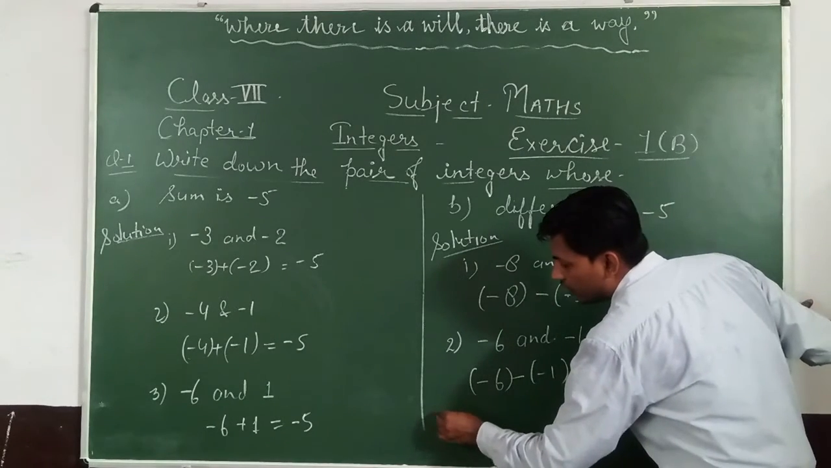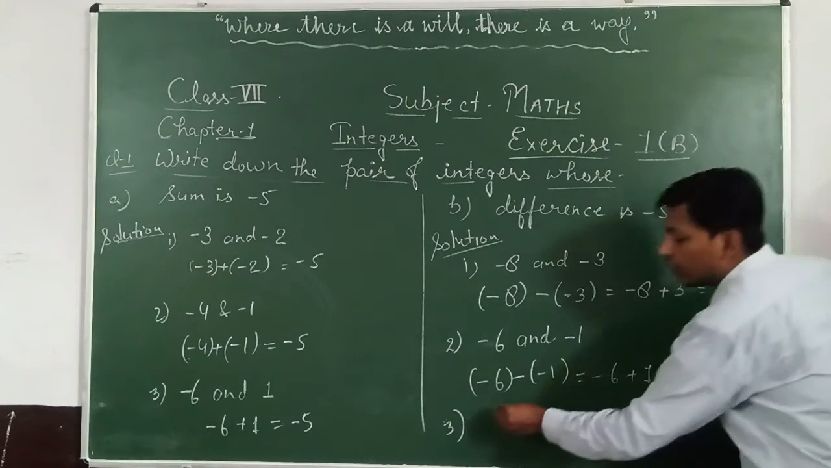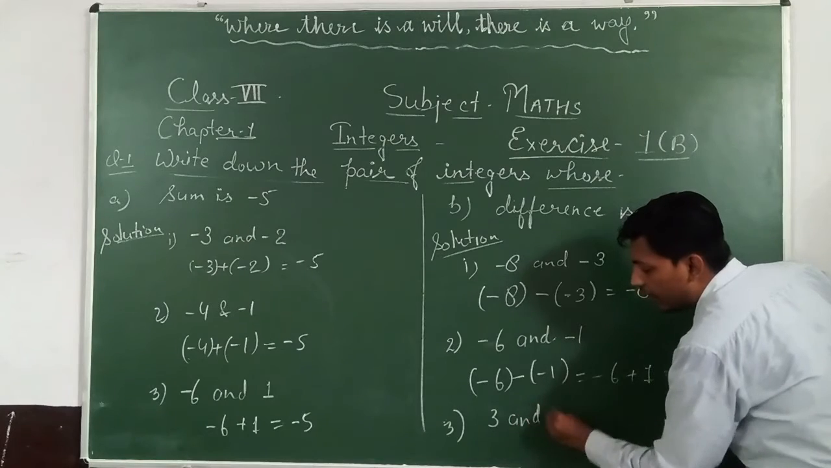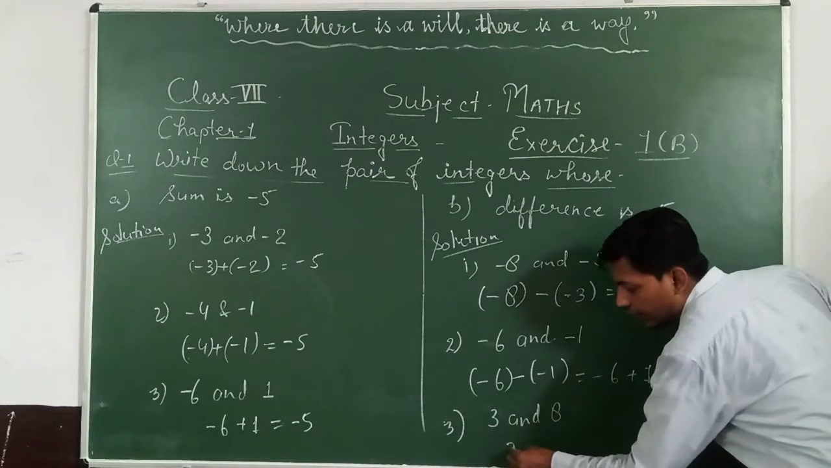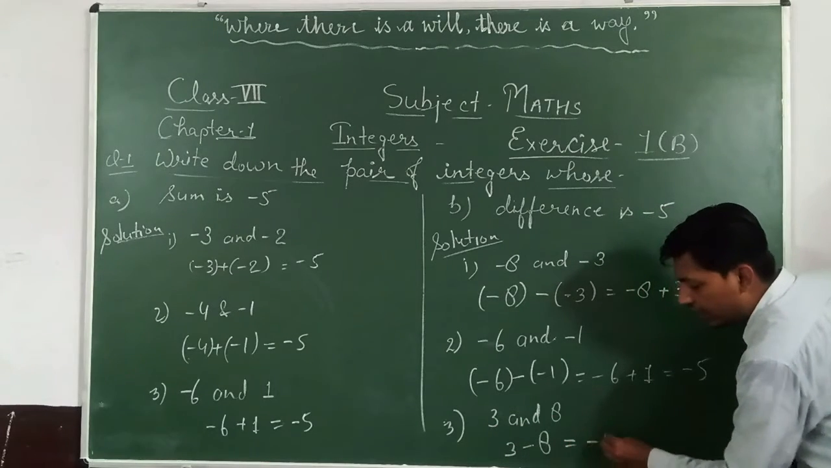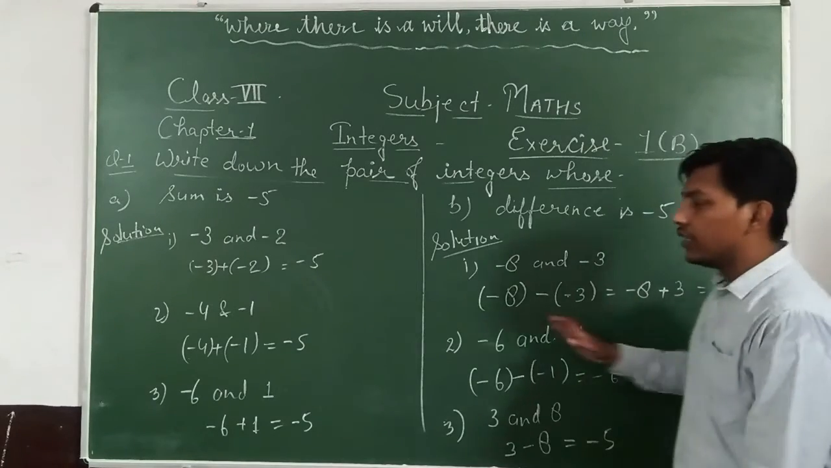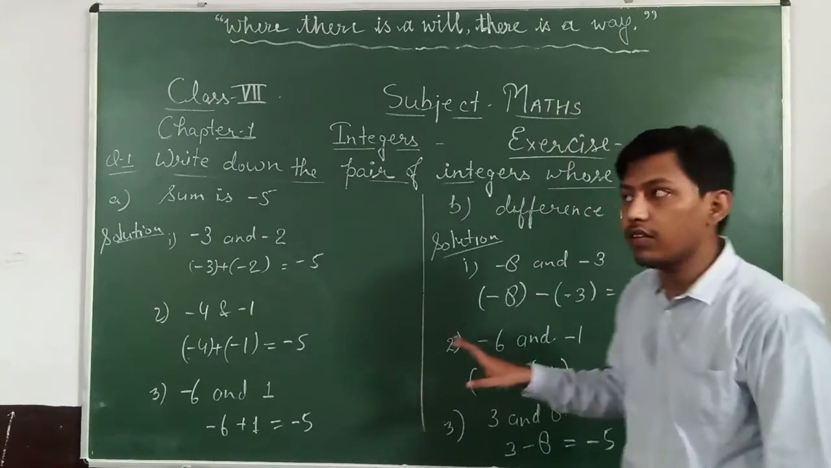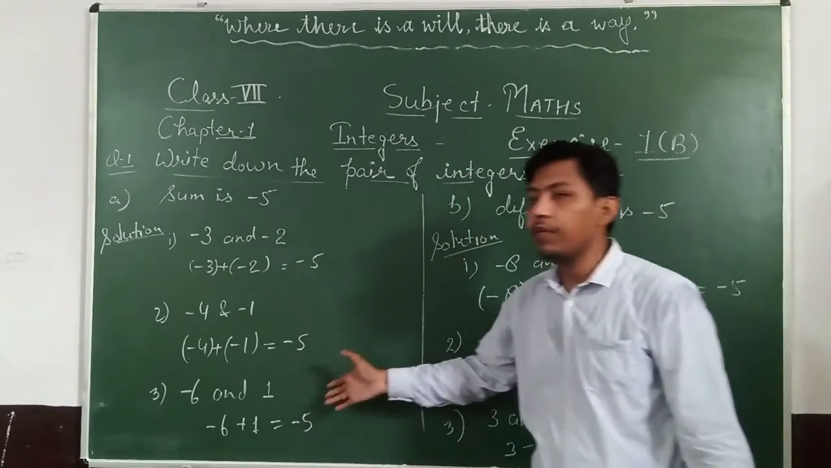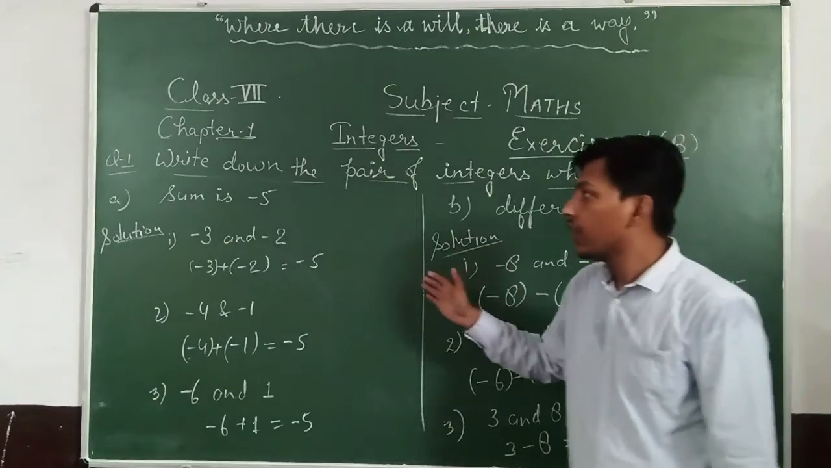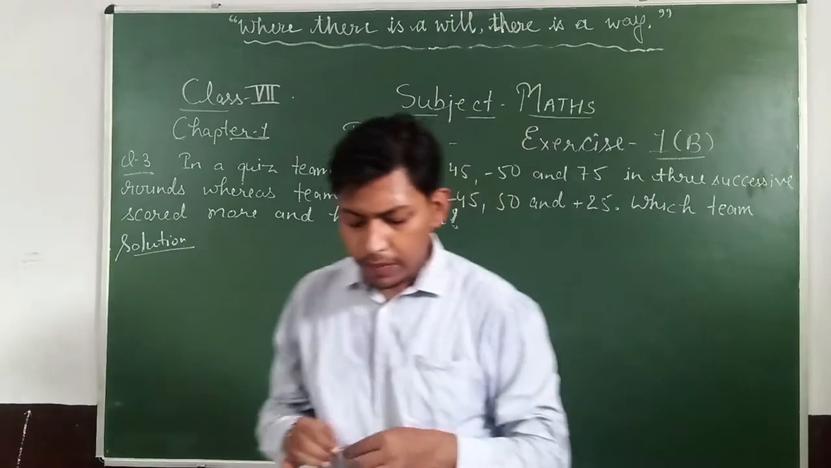Again, third, 3 and 8. When we subtract 8 from 3, that means 3 minus 8, we again get minus 5 as our answer. So this type of question has many answers, and if you are writing other correct integers, you are also correct. Now next question. Do question number 2 by yourself.